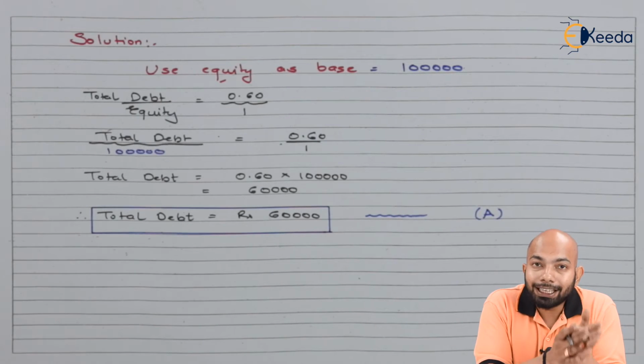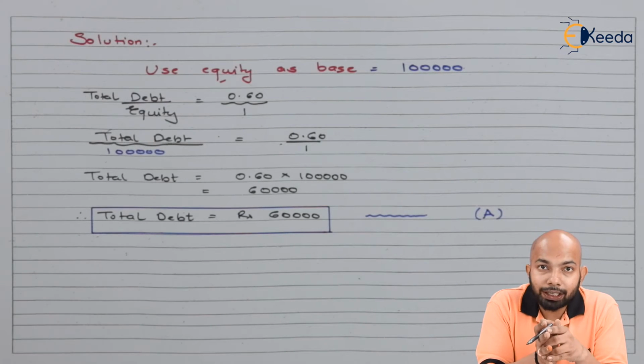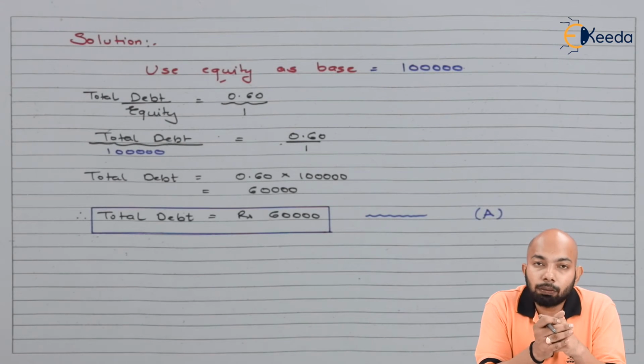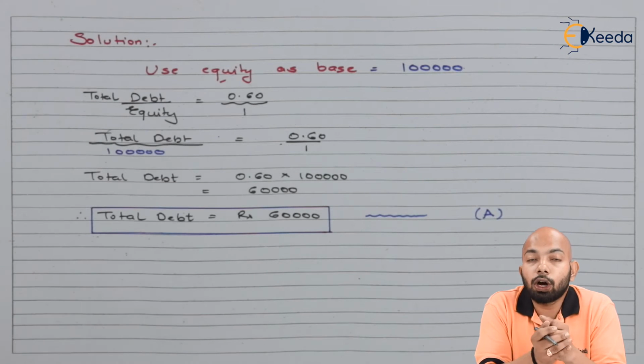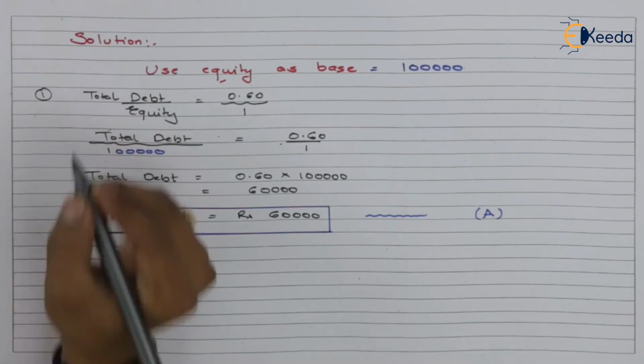In a similar way, we have fixed assets to owner's equity. Again, the same kind of formula that we'll be using, and then we'll be figuring out how much the fixed assets are.